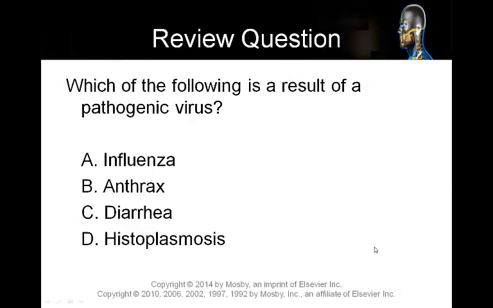So we've got a question here for review. Which of the following is the result of a pathogenic virus? So we've got influenza, anthrax, diarrhea, and histoplasmosis as examples. So what would be a virus? You've probably heard it a few times. The influenza is a virus. So if you answered A, you would be correct.